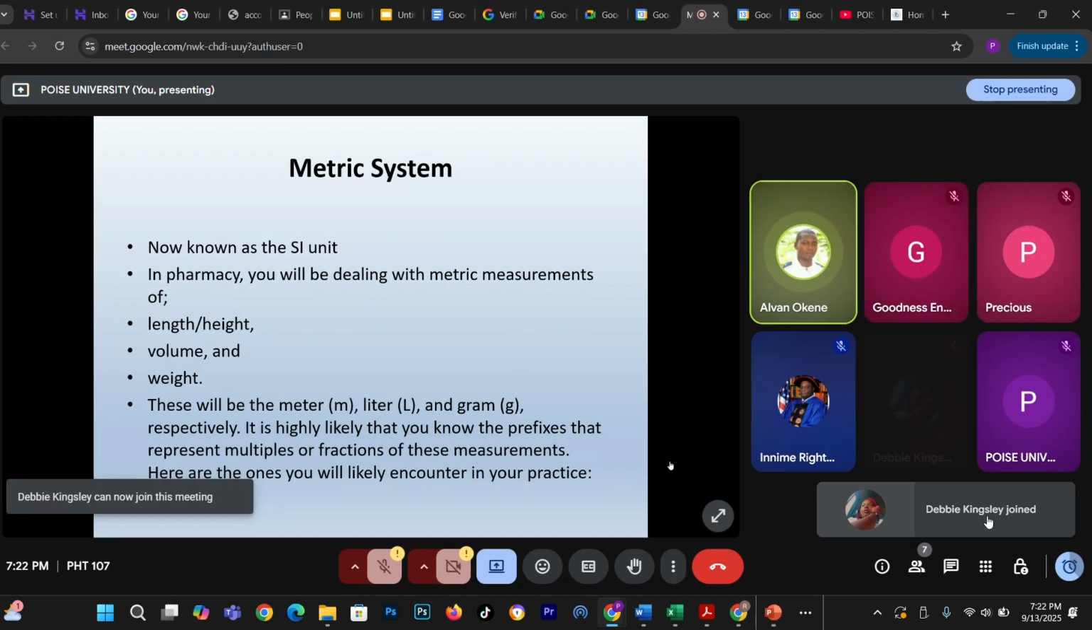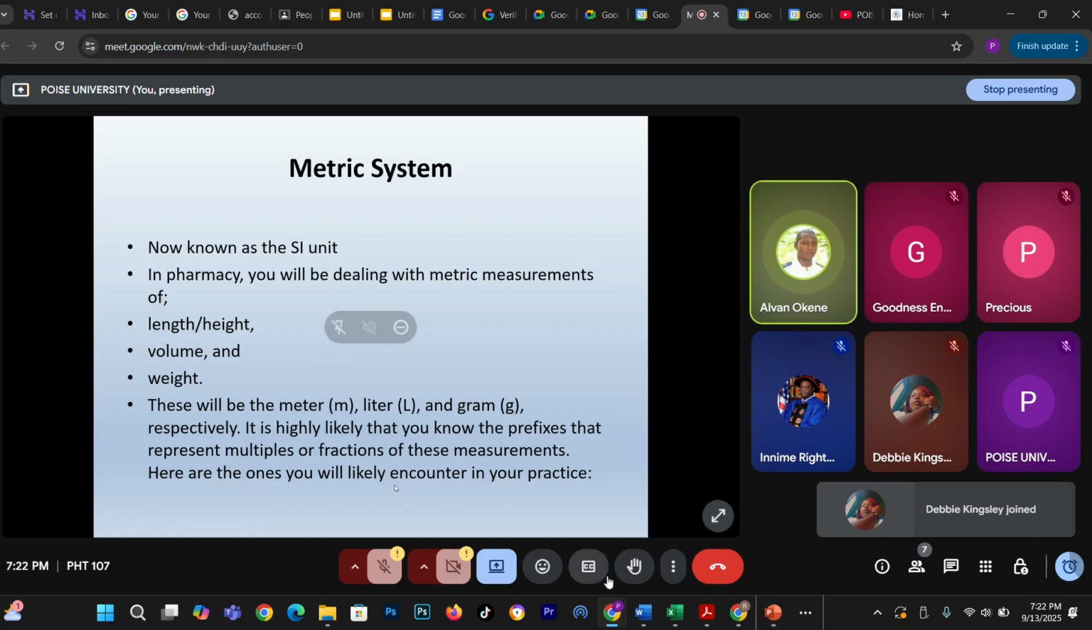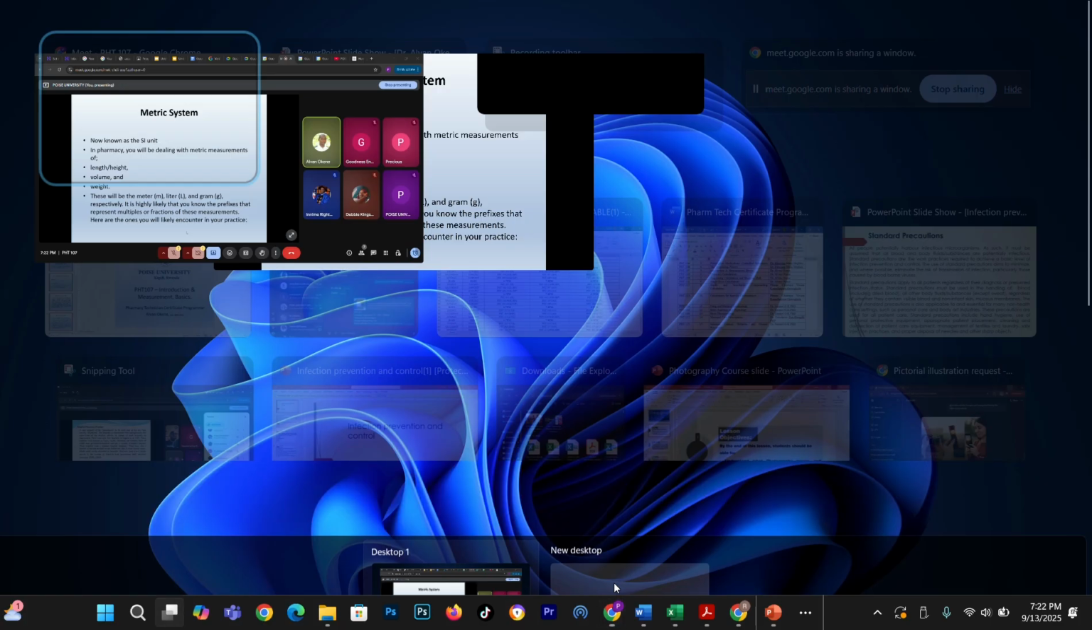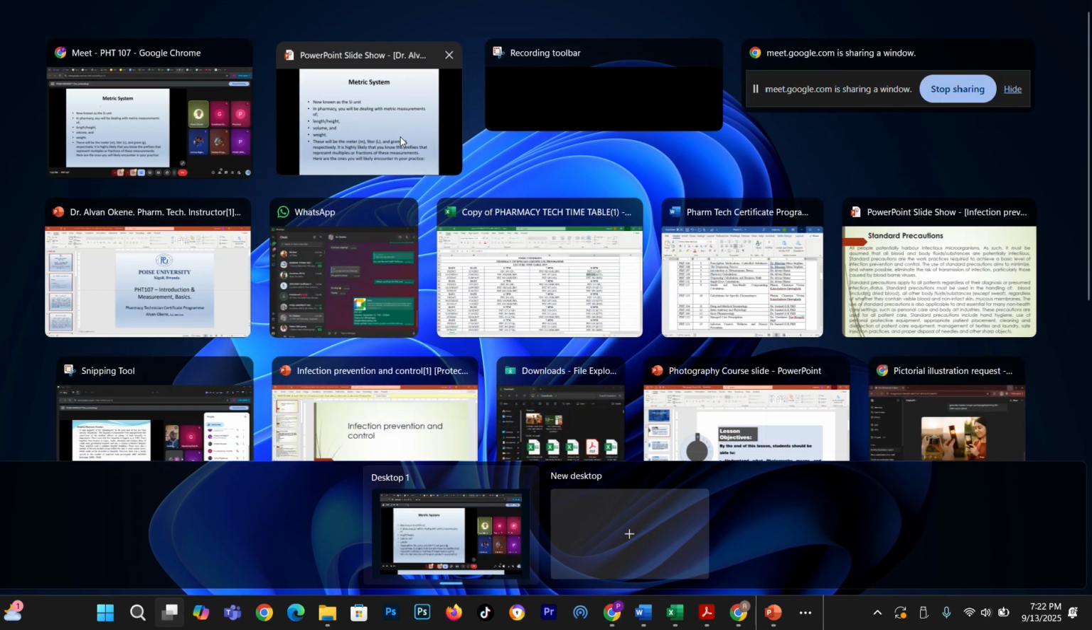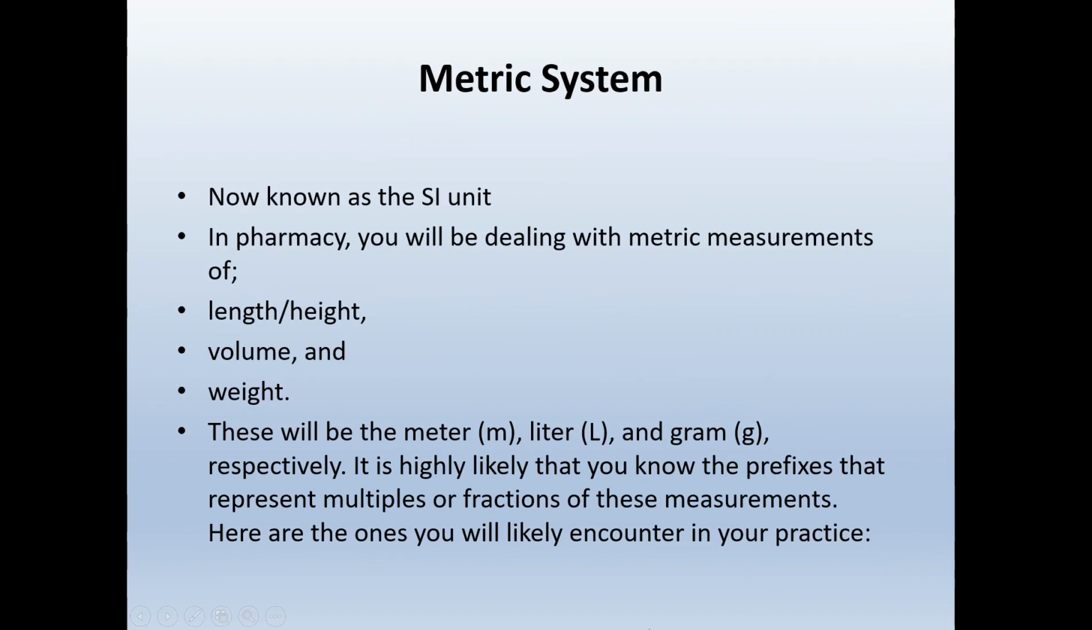Now, it's likely that you may know some of these prefixes, but we'll look at a few of them that you encounter in your practice, right? Remember, the metric system is what we're looking at now. And we have said that the common metric measurements are length/height, volume, and what? Weight. Length, you measure in meter. Volume, you measure in liter. Weight, you measure in grams. So let's look at some of the common prefixes that you meet in the system unit.